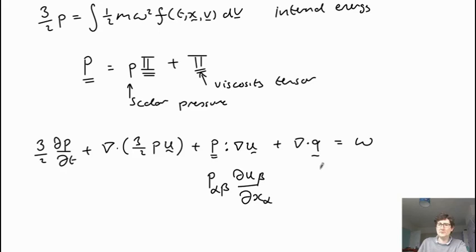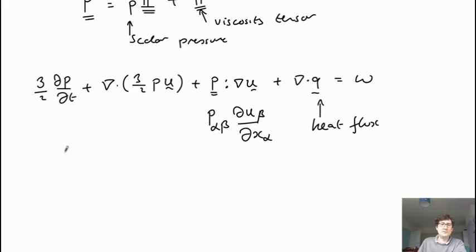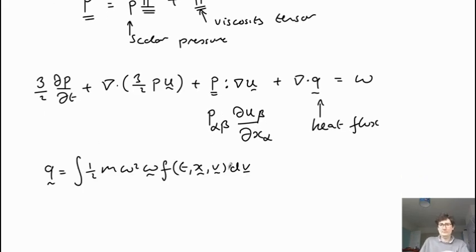So this q here is the heat flux. There was a q earlier, which is a scalar, which is the charge. This q is a vector, and it's the heat flux. And we can write it down. It's the third moment. So we now need a higher order moment of the Boltzmann equation.